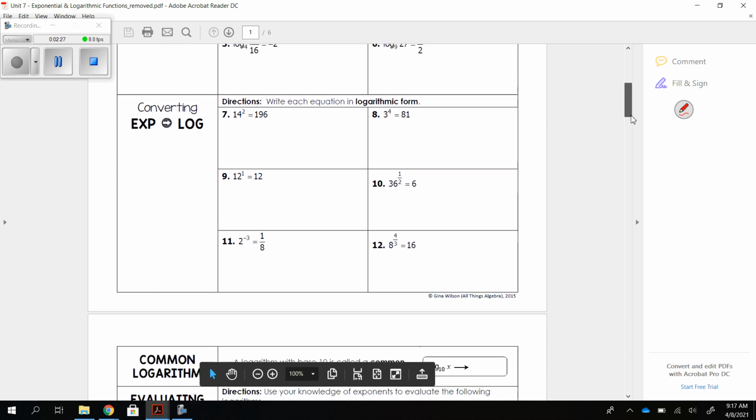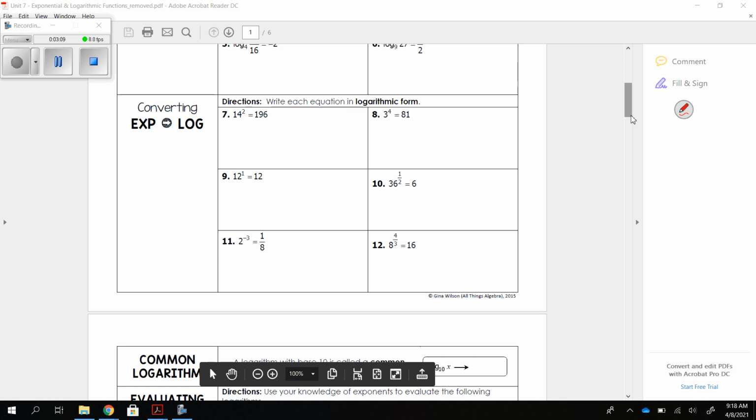Now, converting exponent to log, you'll just work backwards. So we see we have 14 squared equals 196. So it's just log base 14 of 196 equals 2. That's how you write it. Again, it's at the top if you need it to see how to go from one to the other. But again, log 14 of 196 equals 2. And I'll let you finish all the other ones because that's going to be your homework.